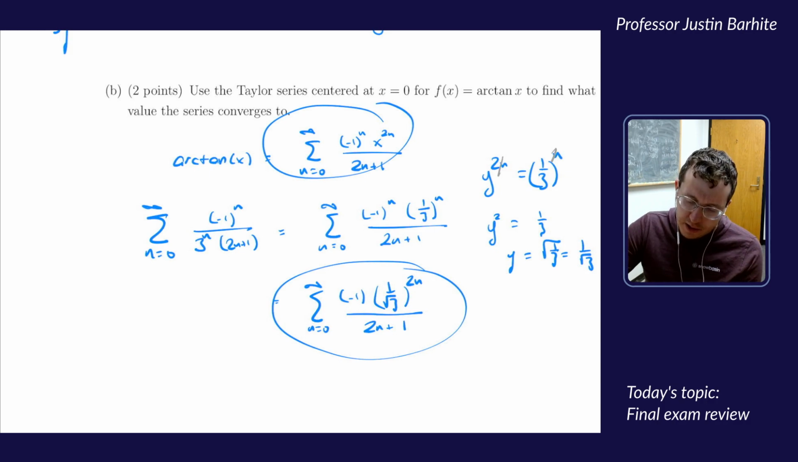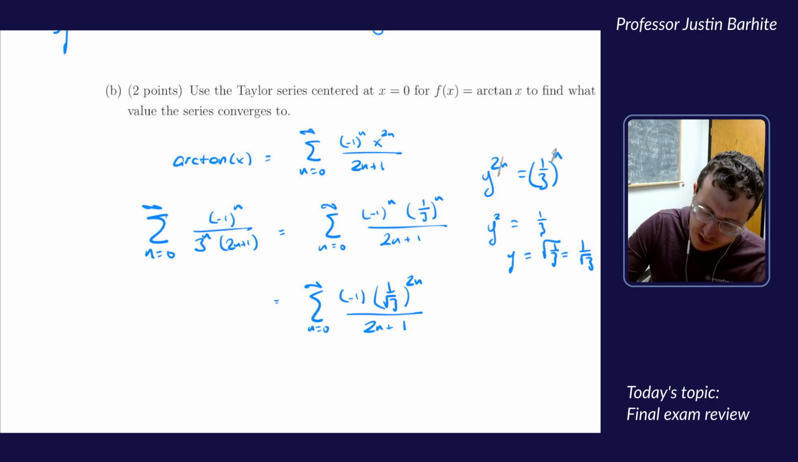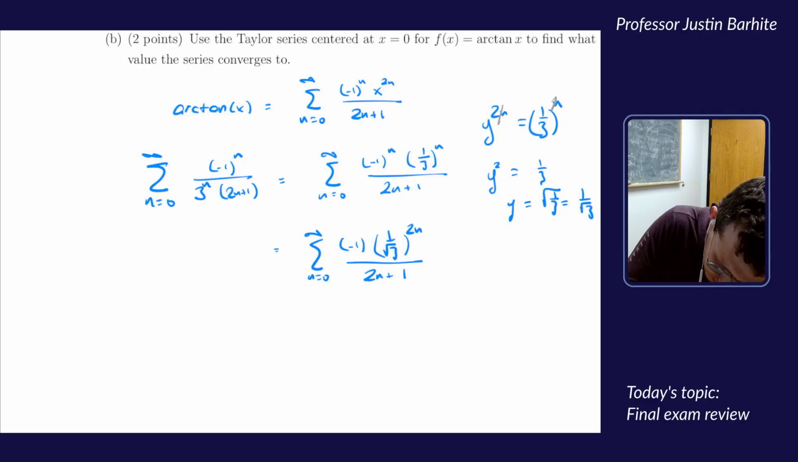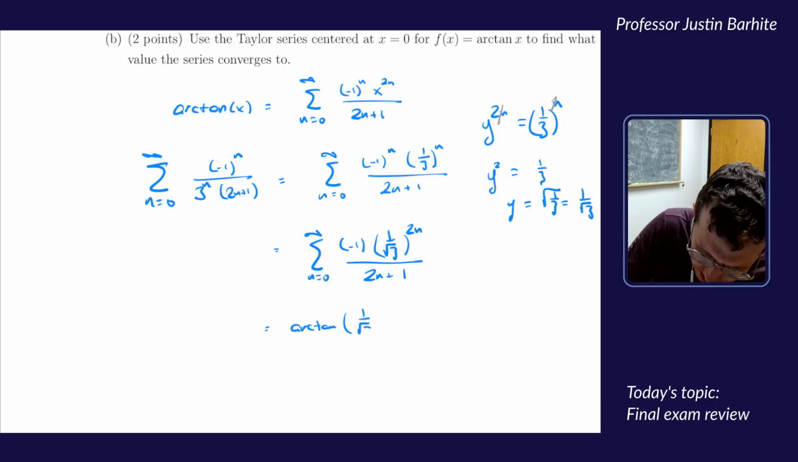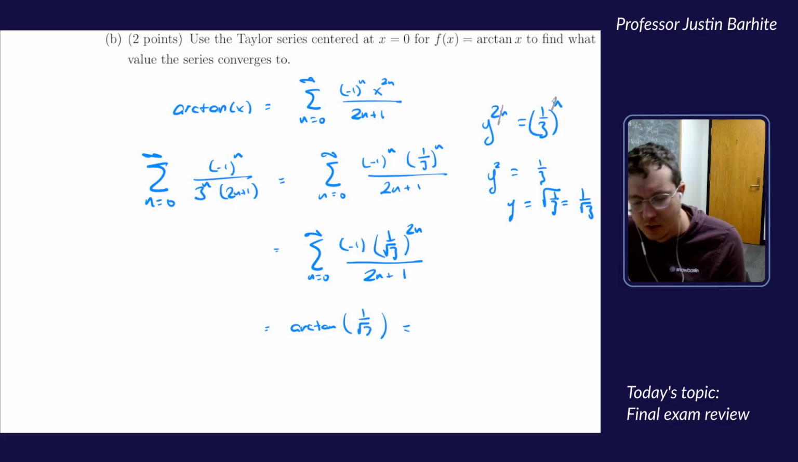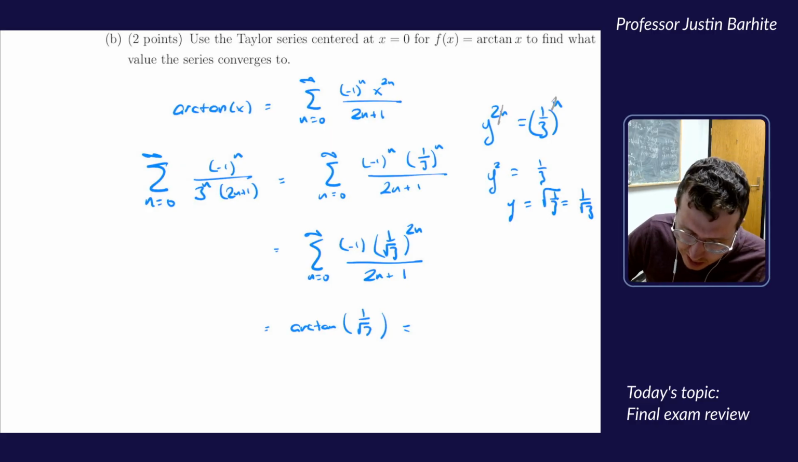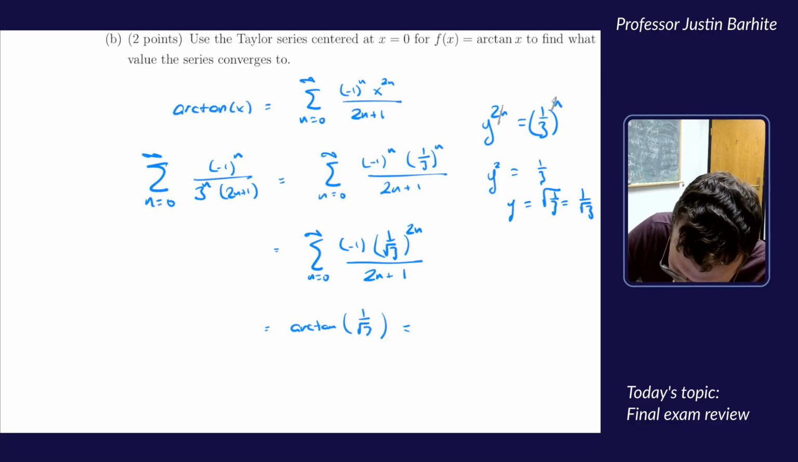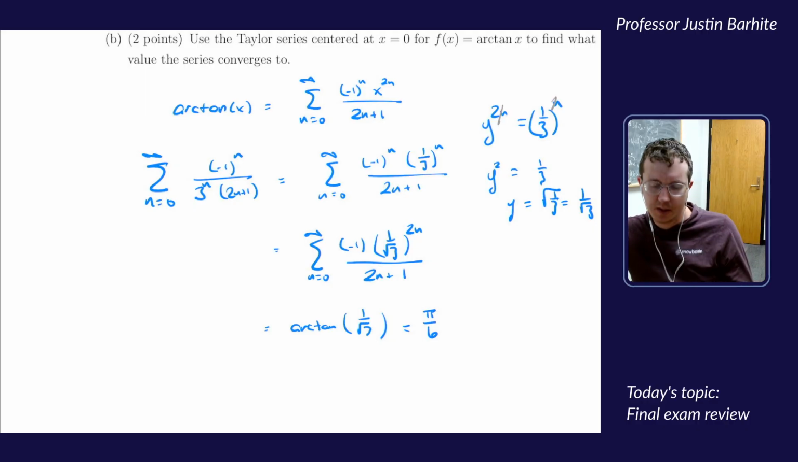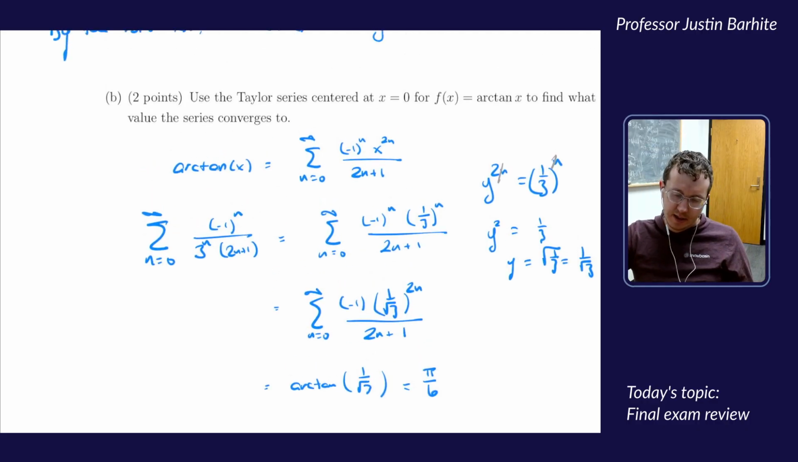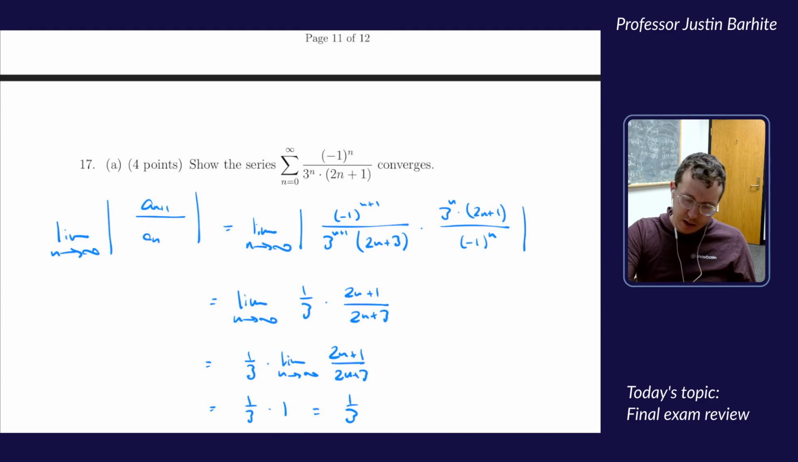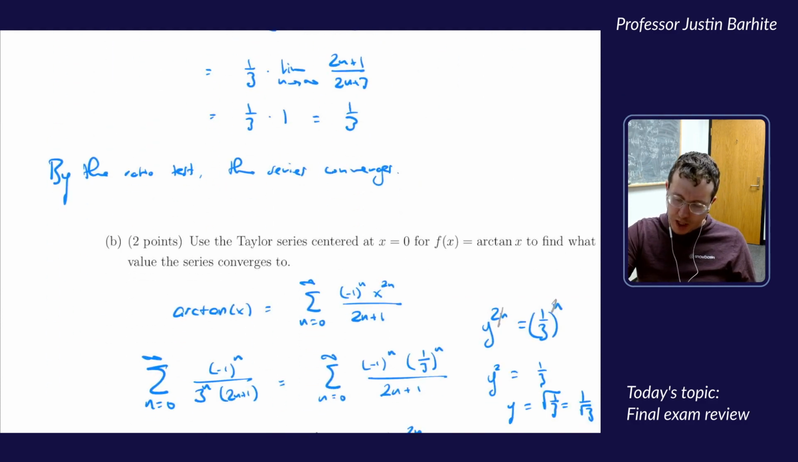Our series matches up with the series for arctangent where the value of x is 1/√3. So what angle gives me an arctangent of 1/√3? We saw this actually somewhere toward the beginning of this exam. It was pi/6. So this series converges to pi/6.